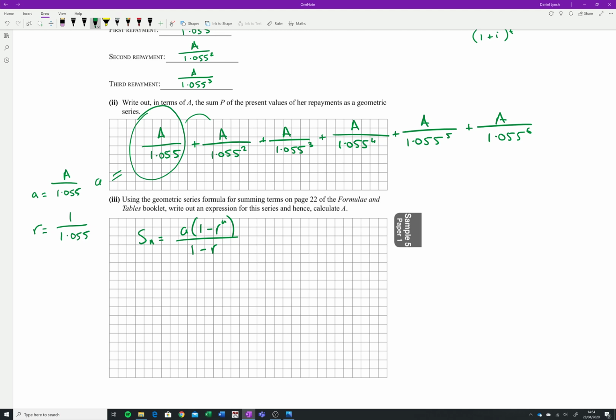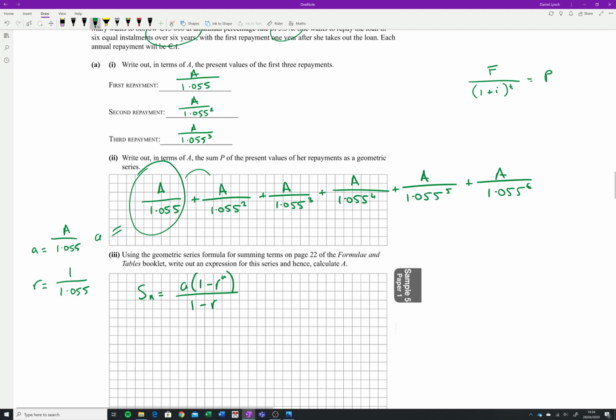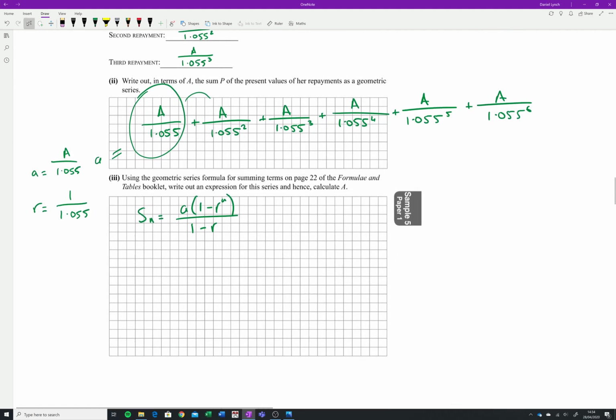Well, when we add them together, this is the present value. This is what all of these payments are worth right now, and what they should be worth right now is what we're borrowing, 15,000, because we're getting that right now. So all of these things, their present value should be 15,000. So we'll fill in our 15,000. a is capital A over 1.055.